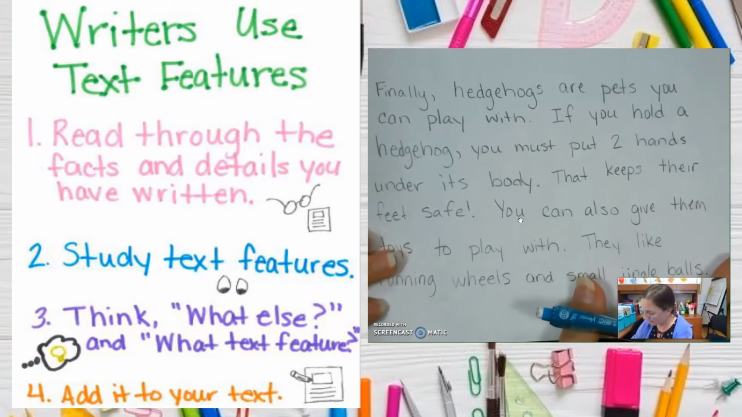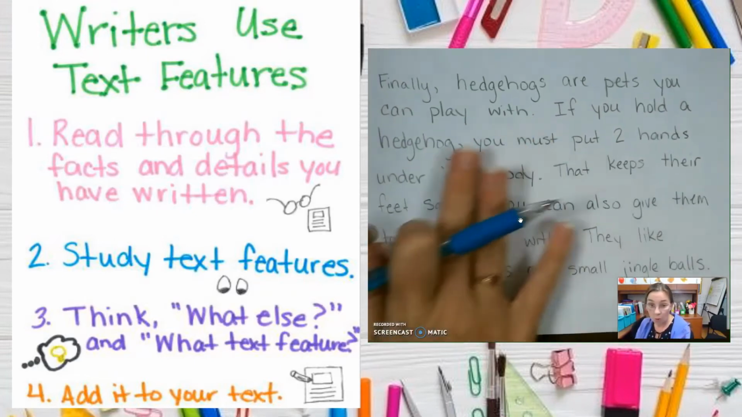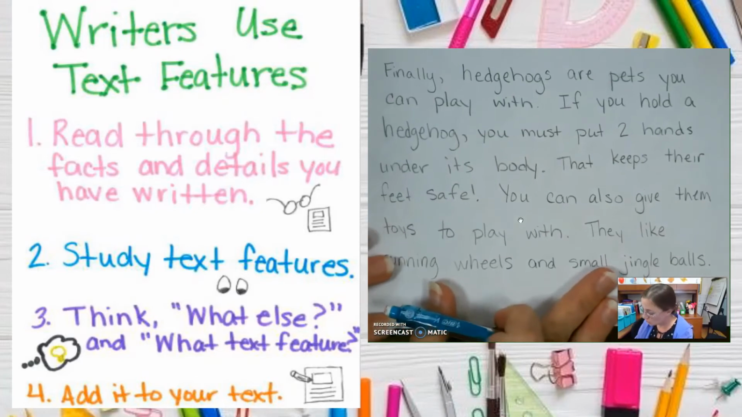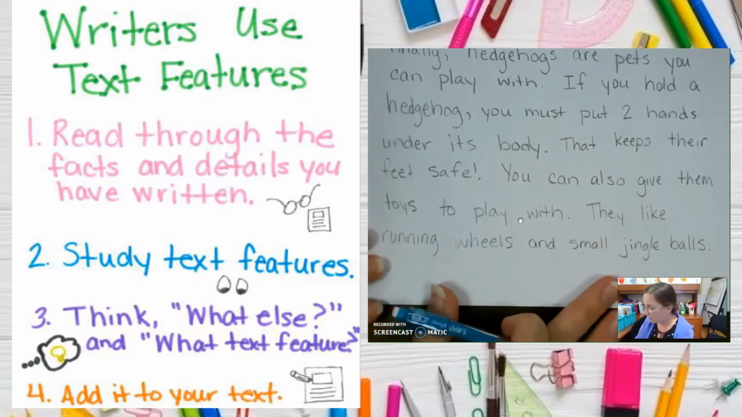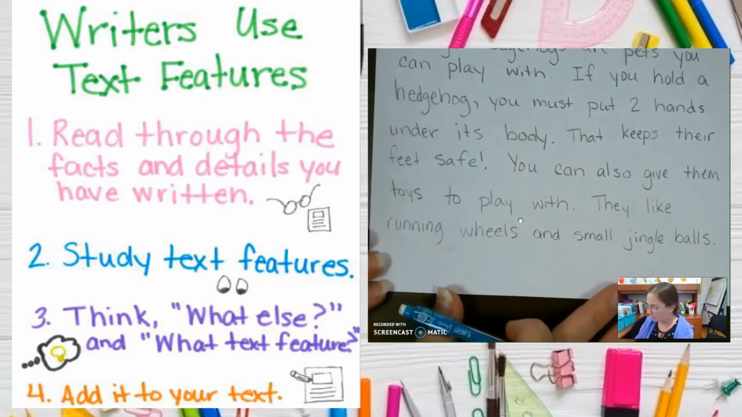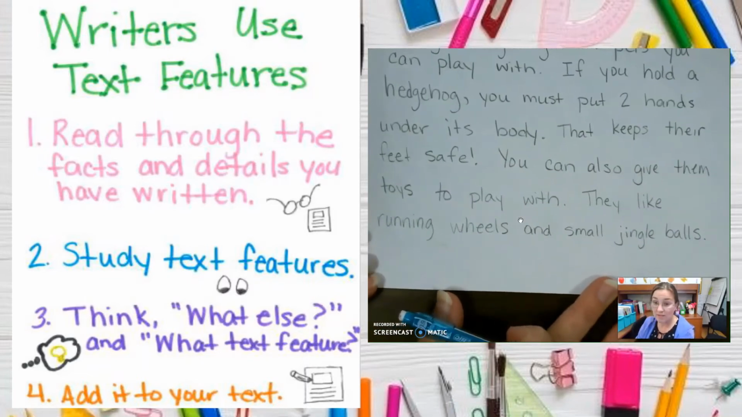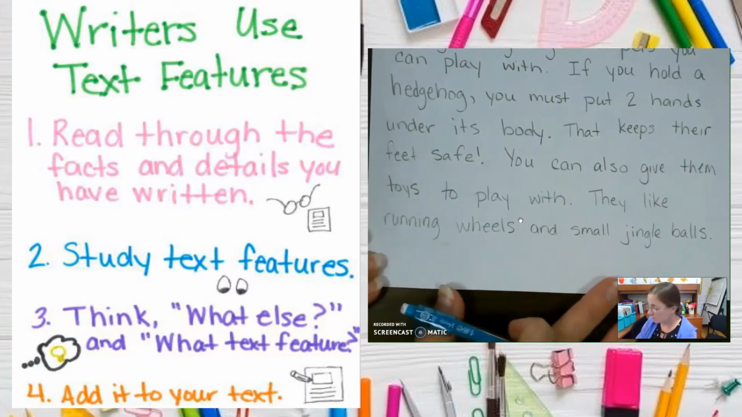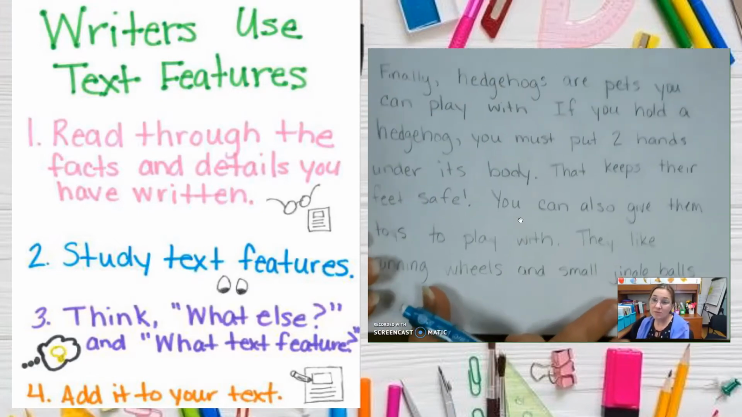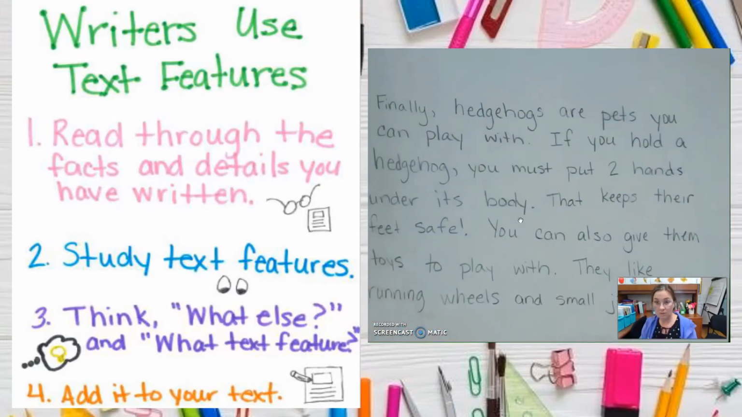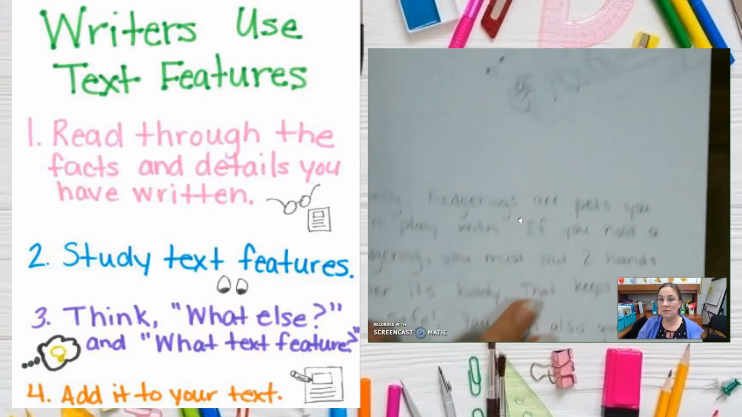Finally, hedgehogs are pets you can play with. If you hold a hedgehog, you must put 2 hands under its body. That keeps their feet safe. You can also give them toys to play with. They like running wheels and small jingle balls. So I gave them some facts and details about how to hold the hedgehog safely and some toys that could be played with. Now I need to study the text feature.